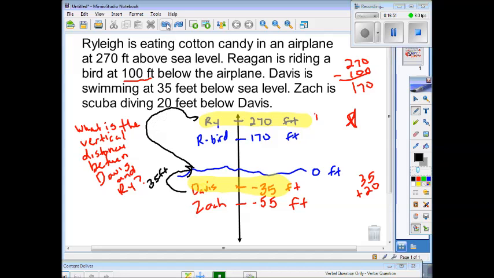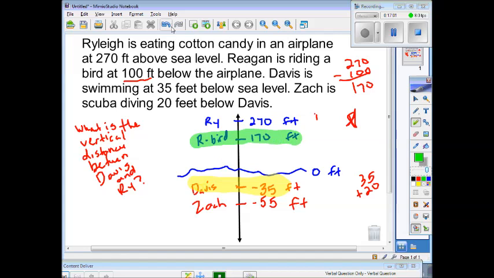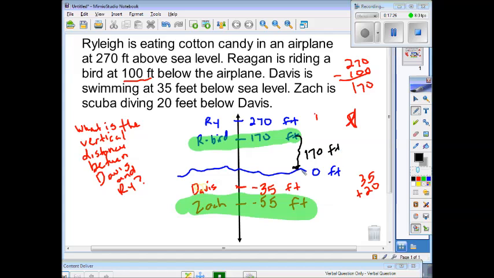Now I could change it. What if I said, what is the vertical distance between Reagan and Zach? Who can tell me how I would do that? Wouldn't you just do it the second way, but like different numbers? Absolutely. Because let's say Reagan, the bird you're riding on, gets a little tired. So it starts, mayday, mayday, it starts going down. How far would it have to travel just to get back to that water? 170 feet is how far it traveled. Now it keeps sinking. Oh, hey, Zach, you're snorkeling. How much farther would she have to go to get down to where he is then? 55 feet. So what do you need to do with those two distances? Add them. Are we understanding how to do this? Are we getting this?